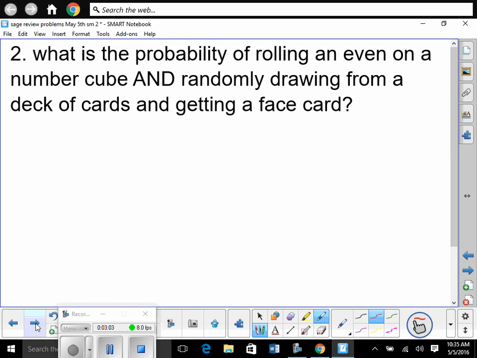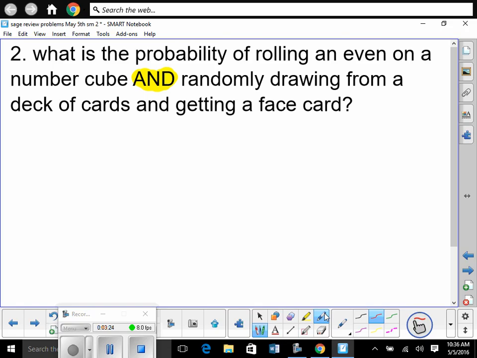Okay, so let's read this problem. It says, what's the probability of rolling an even on a number cube and randomly drawing a card from a deck of cards and getting a face card? Keywords and, right? We don't have overlapping events here because rolling a dice and deck of cards are two totally different things, right? Everyone? Are we all paying attention?